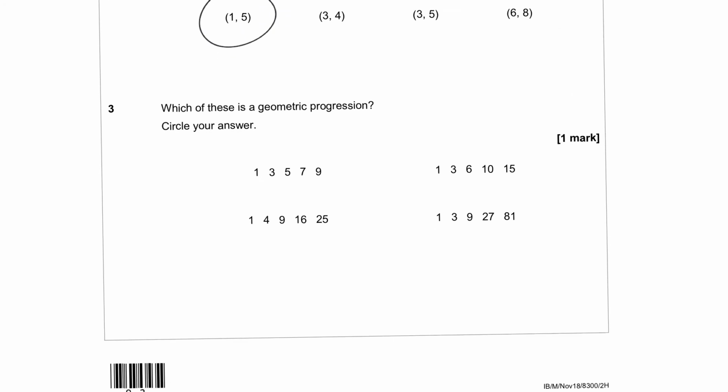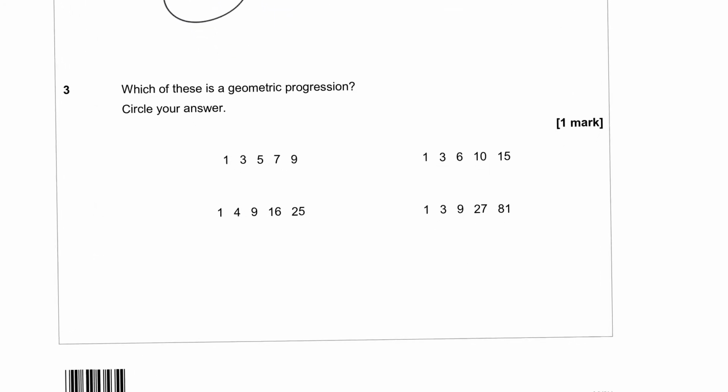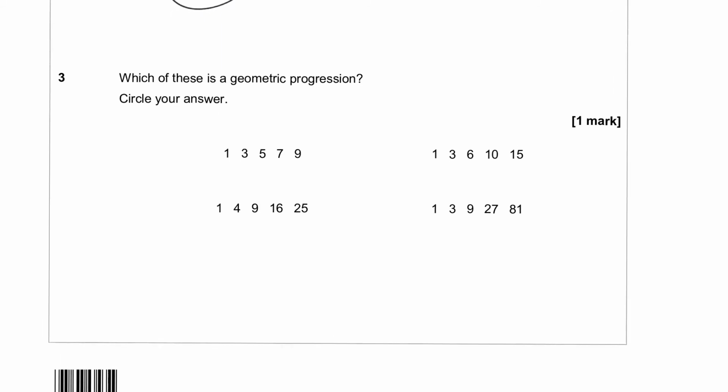And then for question 3, it says which of these is a geometric progression, and circle your answer. So in terms of geometric progression, we want to see a constant number being multiplied each time. So let's have a look at all of them. Here you could times by 3, but here you times by 2, and here it's just not constant, so no, it's definitely not that one. Let's look here, so it's going up in odds, so it's being added by the same number each time, but not multiplied. They're all being added by 2, so it's not that one.